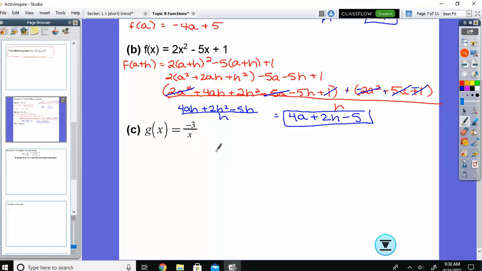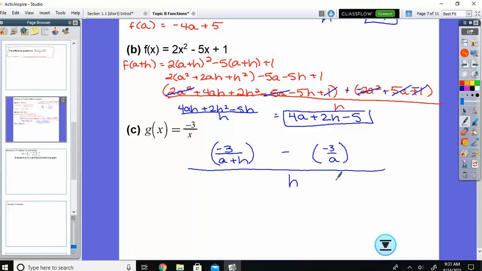So this one isn't too bad. We could jump right into that difference quotient. F of a plus h would be what? Just negative 3 over a plus h. Minus f of a is just negative 3 over a, divided by h.